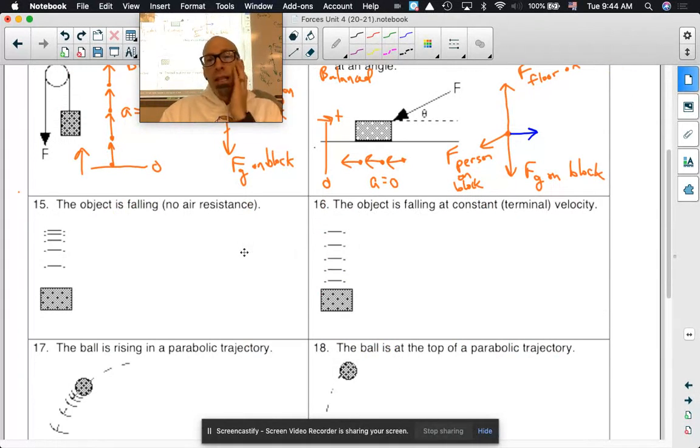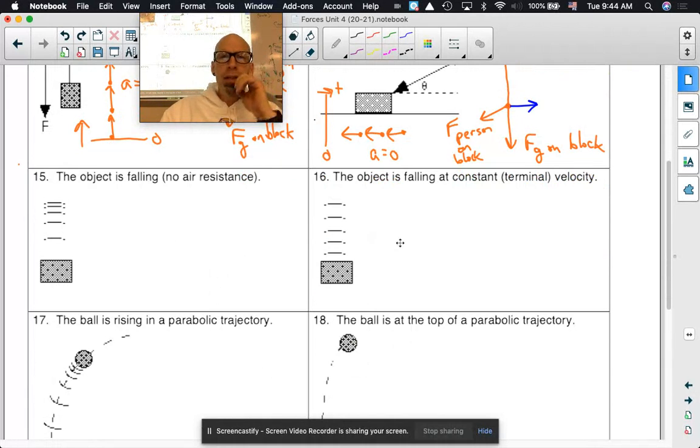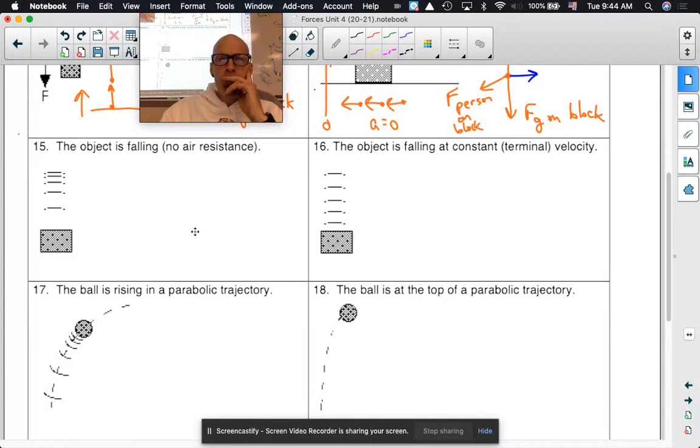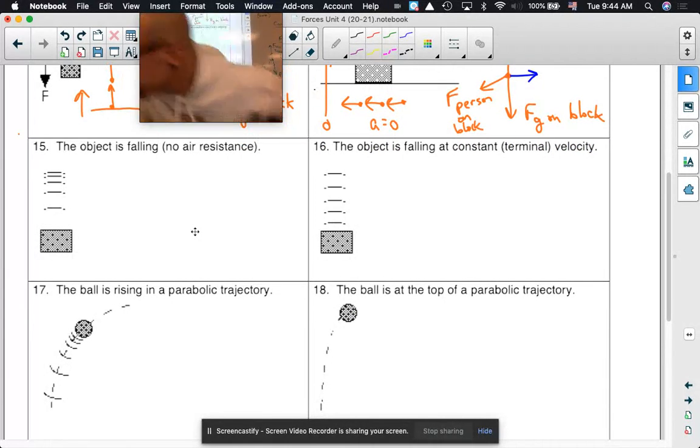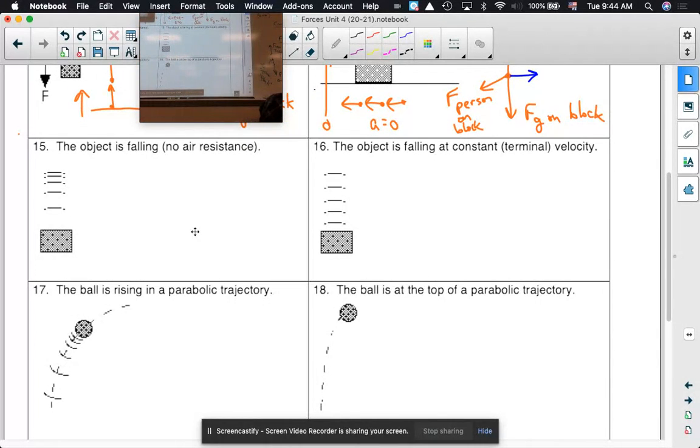Now, for 15 and 16, forget about 17 and 18. For 15 and 16, I guess we could do that real quick. The object falling, no air resistance. So notice the motion lines here. That to me says that it's getting faster as it goes down. Getting faster as it falls. That's an A in the downward direction.